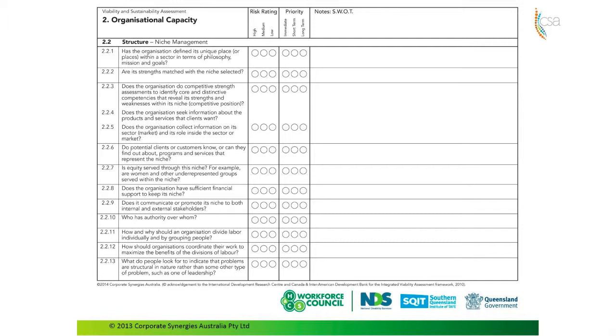So let's now have a look at how the questionnaire itself works, and we'll start by looking at question 2.2.2. Are its strengths matched with the niche selected? So this question looks at our organisation, our mission and our vision and our current structure, and does this match the niche market that we are selecting to operate in? If the answer is yes, we may suggest then that our risk rating is low, so it may be a question that is not relevant to our organisation at this current point in time.